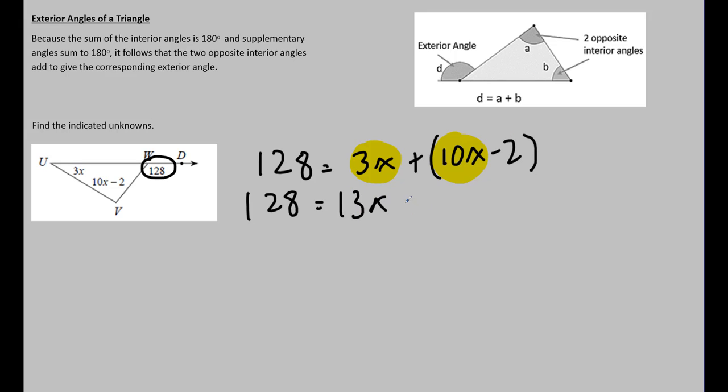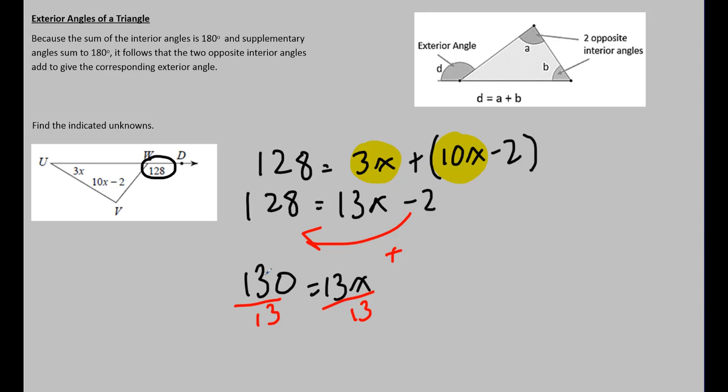And then this minus 2 is going to be brought over to the other side by adding 2 so that these will cancel out. So then 128 plus 2 will be 130 is equal to 13x. And then if I want to isolate for x, because I need to find what it is, I have to do the opposite, which is dividing by 13 on both sides. So 13 divided by 13 cancels out, and you're left with just x, and I'll write that on the left. And then 130 divided by 13 is 10.